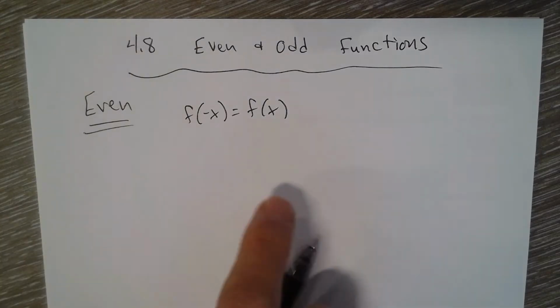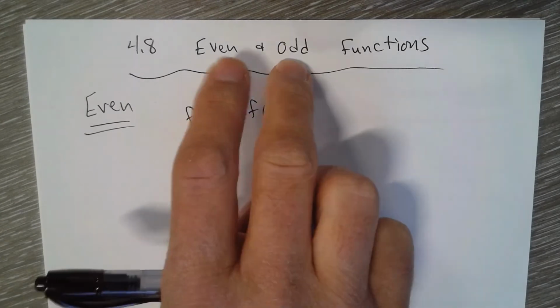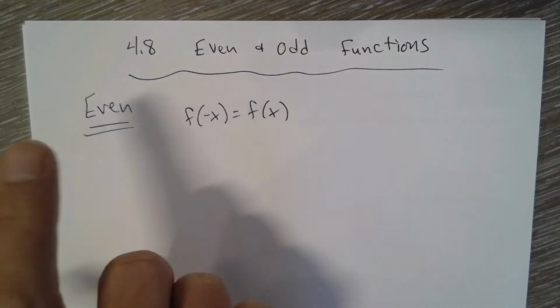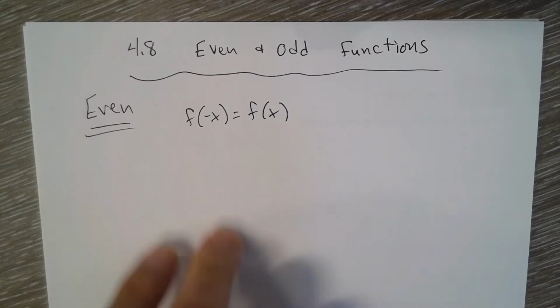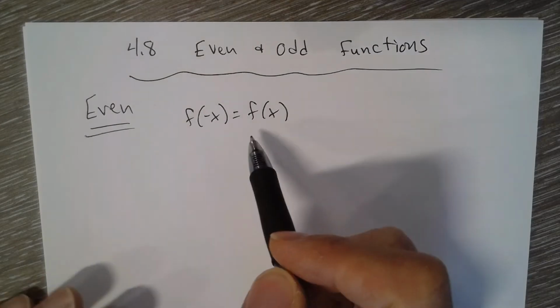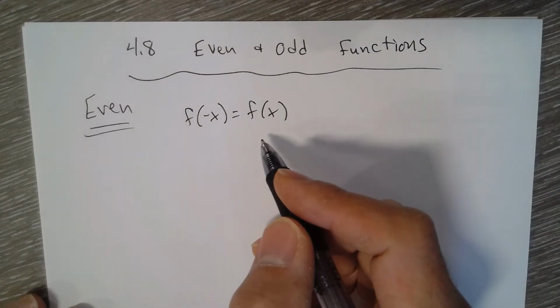Alright, talking about even and odd functions. A function can be even, it can be odd, or it can be neither even nor odd. I'll go through characteristics of even, and then I'll do odd. The definition of even is f of negative x equals f of x.